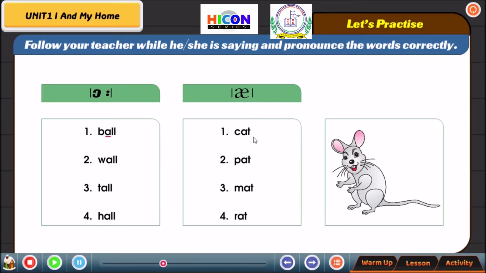Now, C-A-T, cat. C-A-T, cat. P-A-T, pat. Pat, not a pat. It's a pat. M-A-T, mat. Mat. R-A-T, rat. Okay?